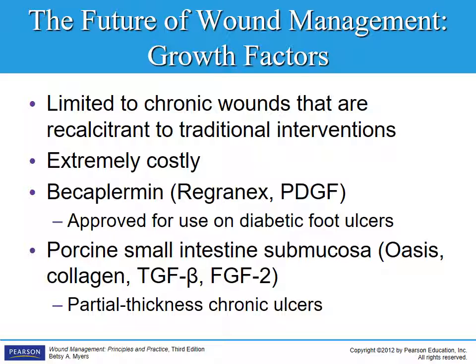Another type of growth factor is Oasis. As you see down there, it's a porcine small intestine submucosa. Again, these are very expensive, and they're not dressings, they're growth factors. They're topicals that you put over a wound to stimulate growth. And they're not seen a whole lot.